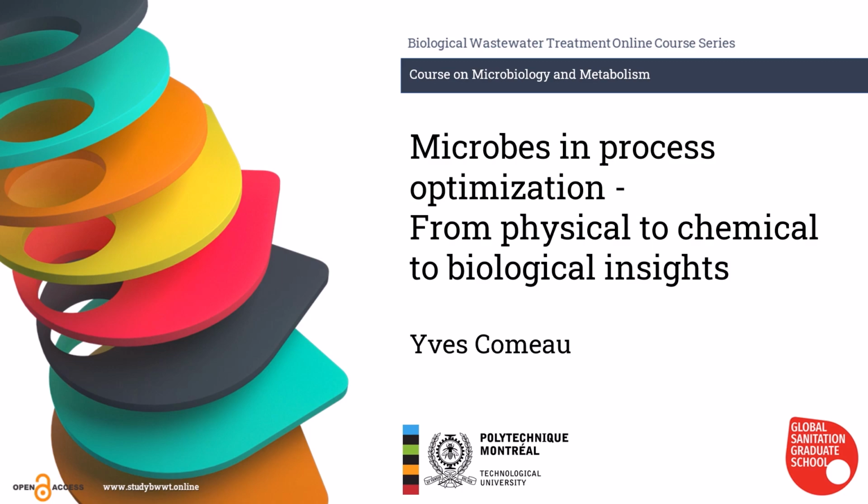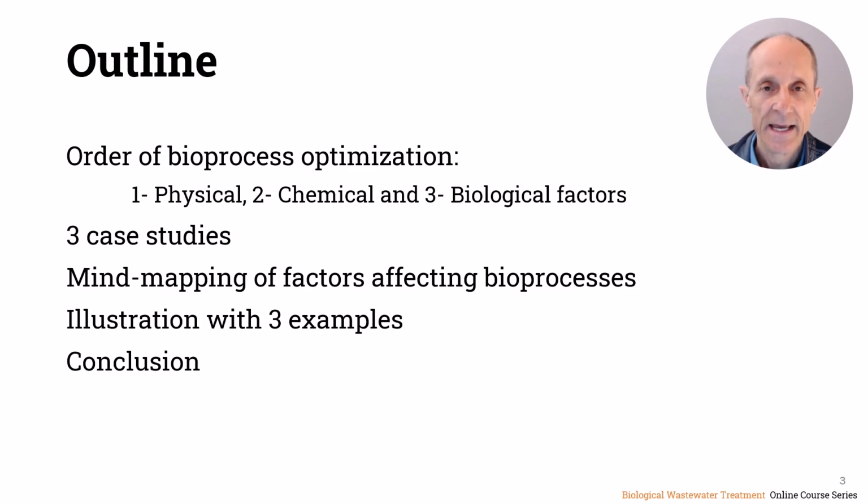The title of my presentation is Microbes in Process Optimization, from Physical to Chemical to Biological Insights. In this video, I will present the order in which biological unit processes should be optimized, which is to first look at physical, secondly at chemical, and thirdly at biological factors. Three short case studies will be presented to illustrate this concept before presenting a mind mapping of factors affecting bioprocesses. Three more specific examples will then be presented before concluding this presentation.